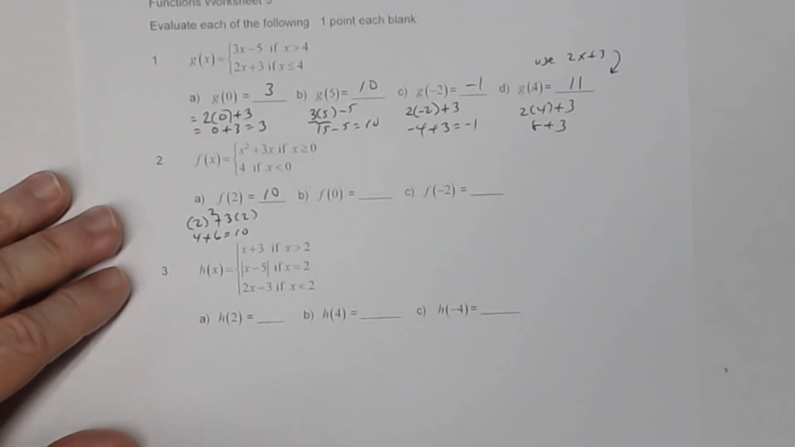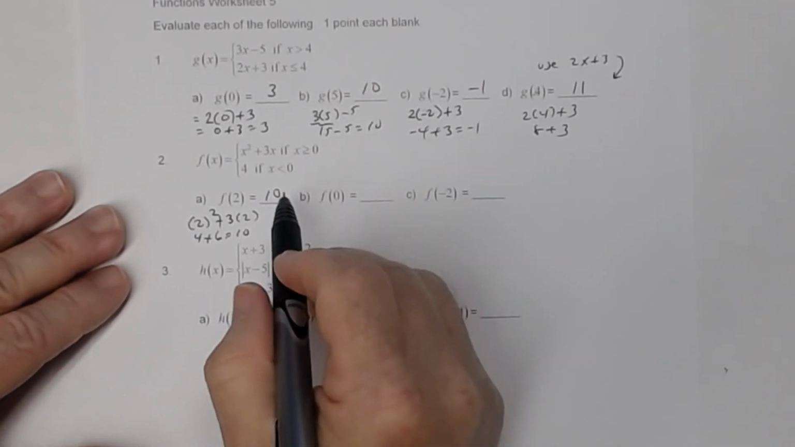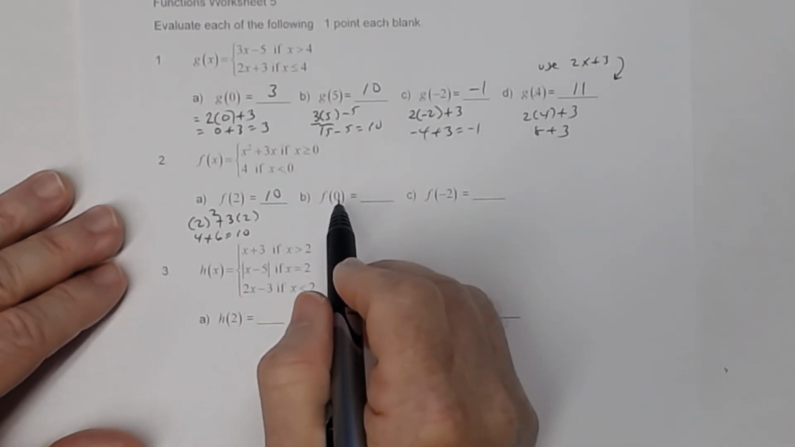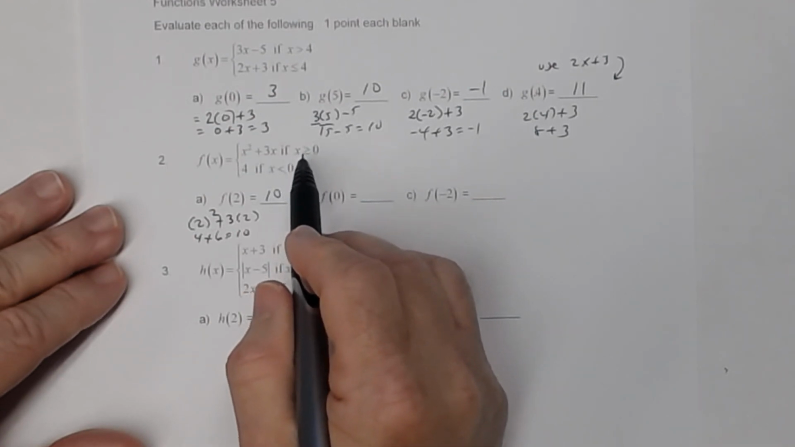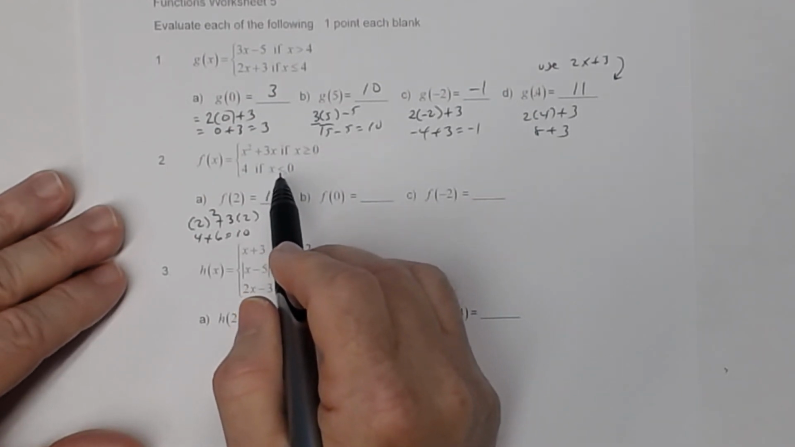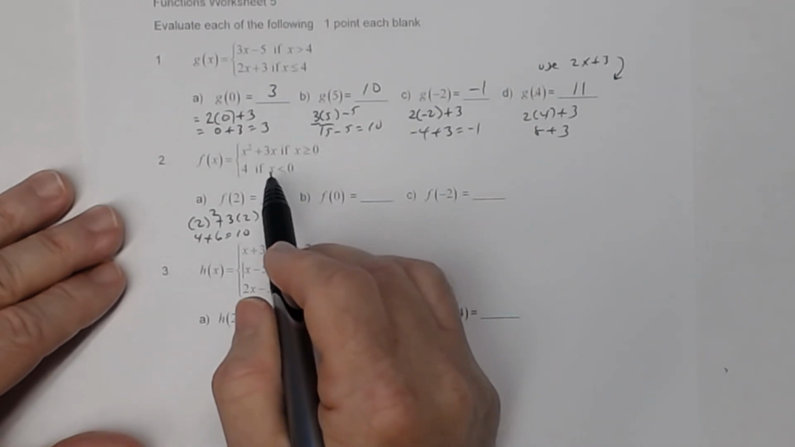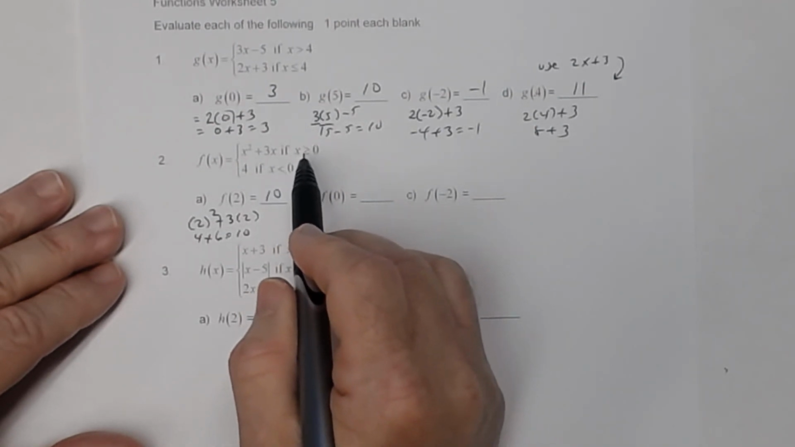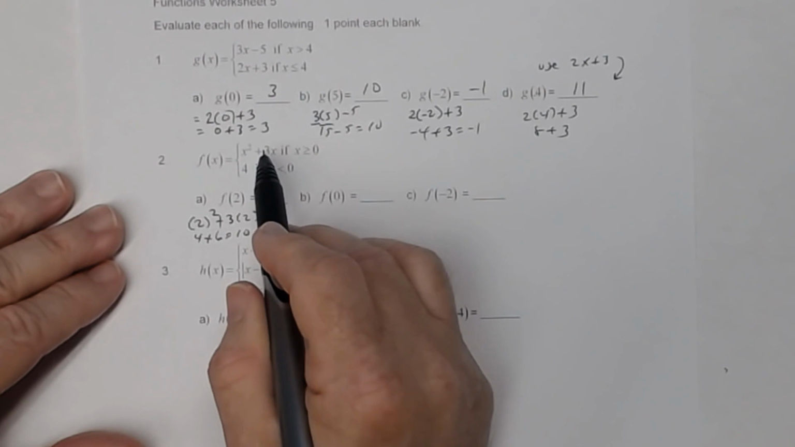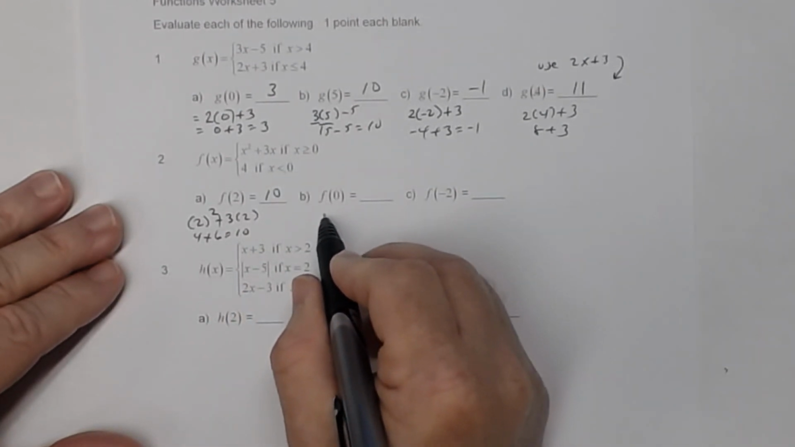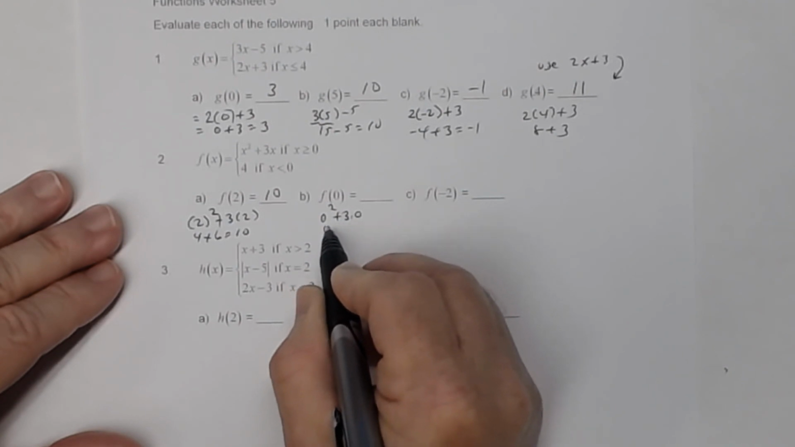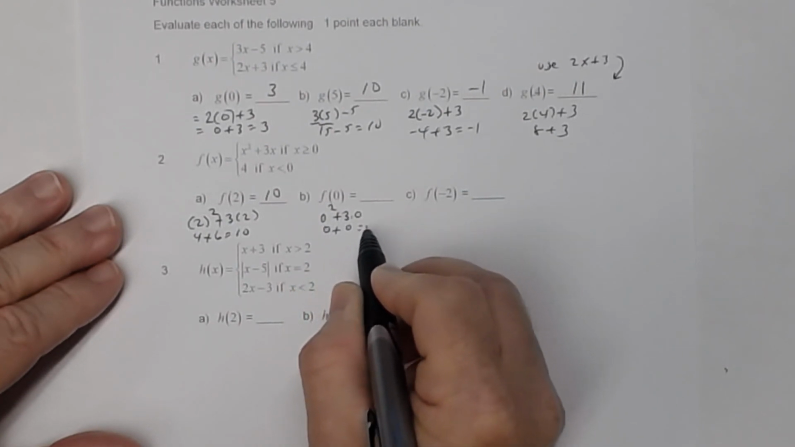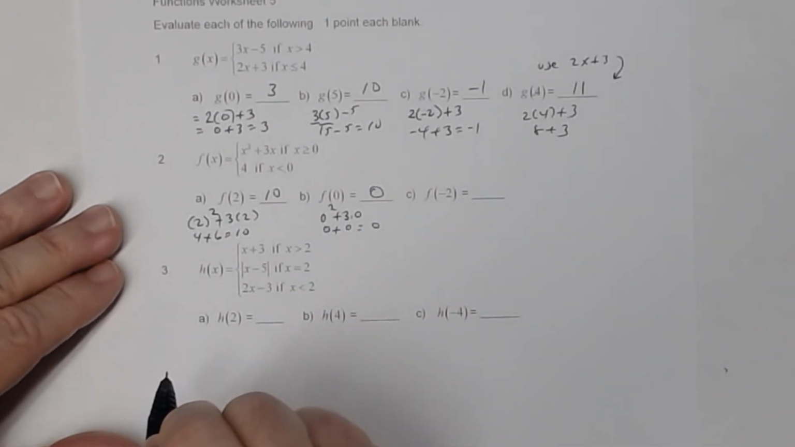So 10 goes here. F of 0. All right, so this time x is 0. So you're going to use this one because this says x is greater than or equal to 0. This says x must be less than 0. Well, 0 is not less than 0. 0 equals 0. So you're going to use this. So that's going to become 0 squared plus 3 times 0. Well, 0 squared is 0. 3 times 0 is 0. And 0 plus 0 is 0.